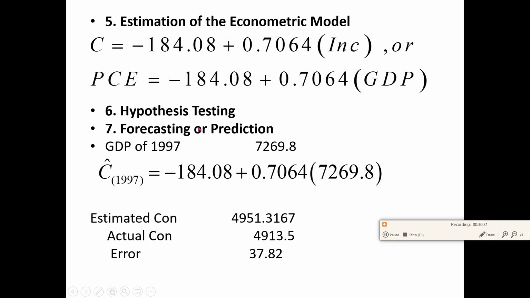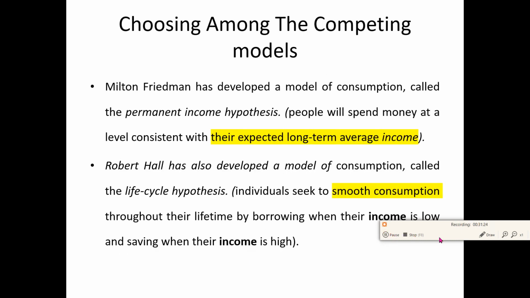So the next step is forecasting, right? Let's say I have the GDP or income of 1997 and this value is, let's say, this. I can switch in this GDP value in the above expression to get the estimated consumption or per capita expenditure in the year 1997. Then if that year ends and I get the actual consumption value, the estimated value and the actual value are different, right? As I said, no model can predict with 100% accuracy. So the difference between actual and estimated consumption is due to the random error or the residual part, which in this case is 37.82.